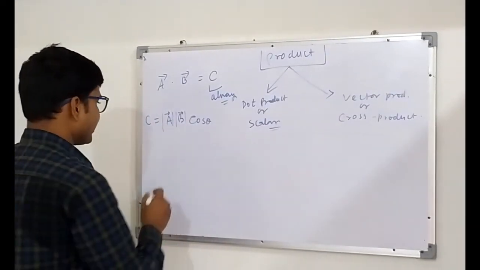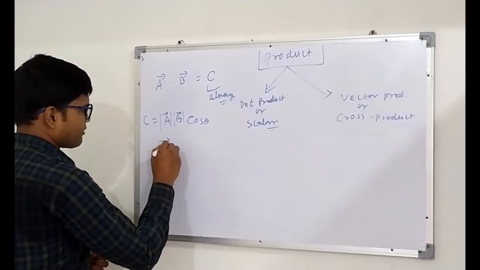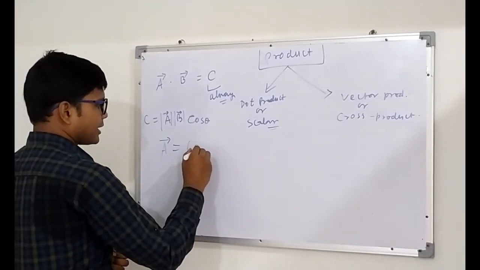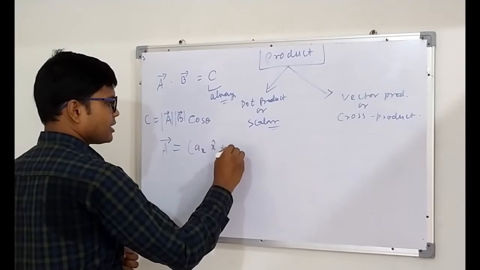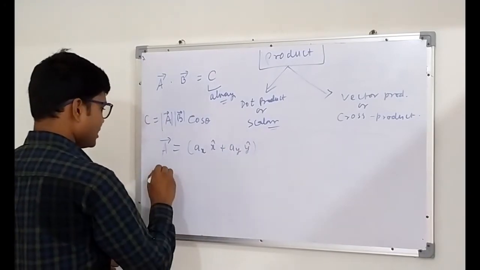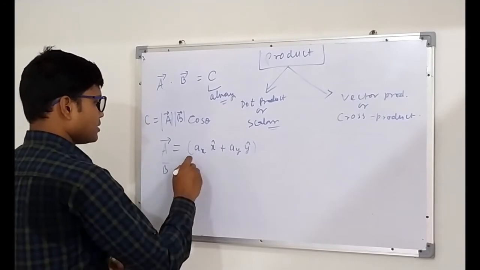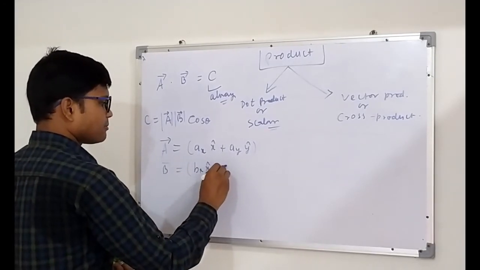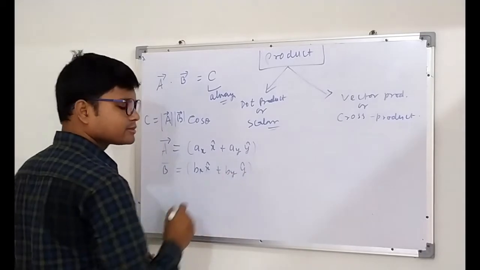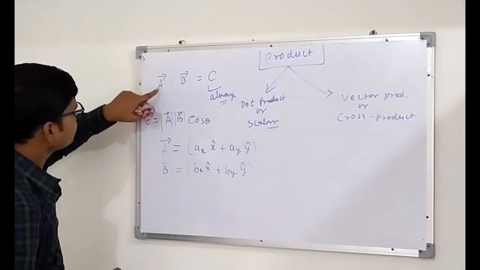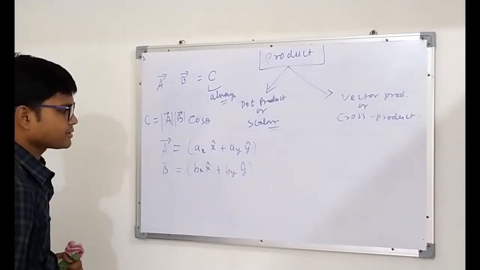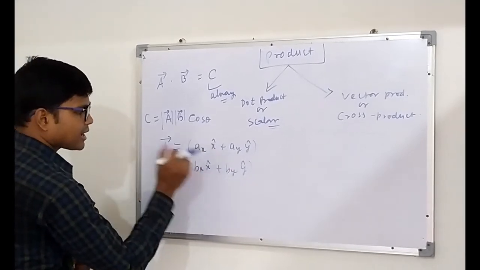Another way of writing is, suppose you have a vector, maybe ax x hat plus ay y hat, and let's say b vector is bx x hat plus by y hat. Now I am saying okay, fine, do this operation. What will you get? This C vector. Now you can say that's x hat.